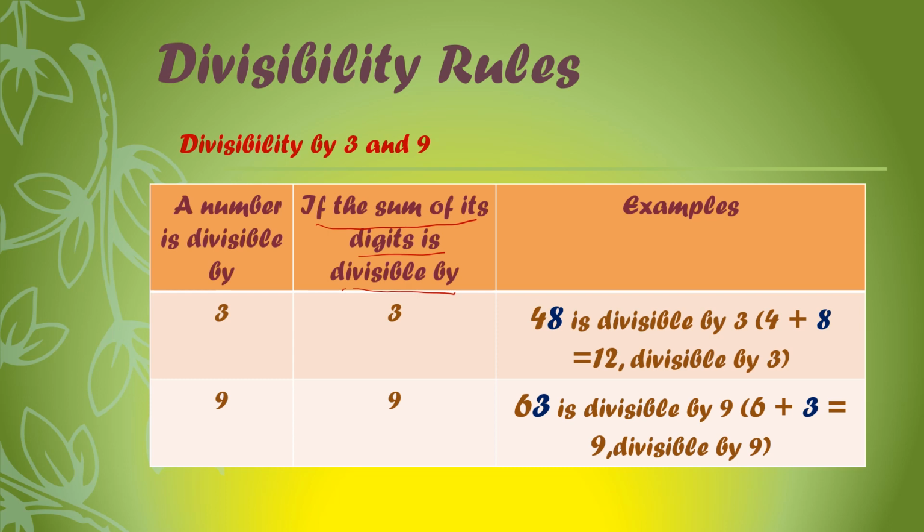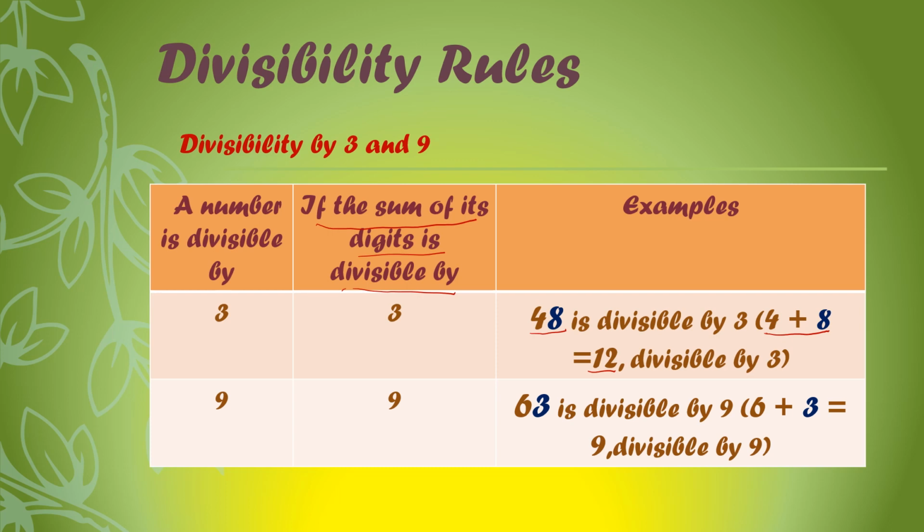For example, here 48. 48 has two digits, 4 and 8. So we will add 4 and 8, which gives us 12. And it is very obvious that 12 comes in the multiplication table of 3. That is, 12 is divisible by 3. Hence, number 48 will also be completely divisible by 3. We don't need to do any actual division.